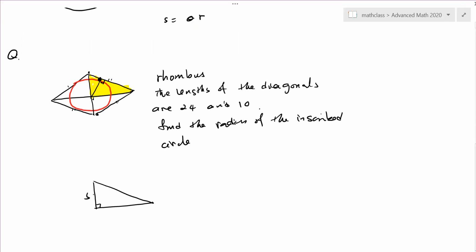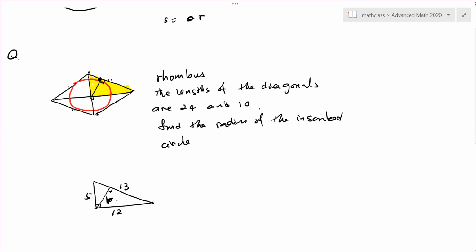This side is 5. This side is 12, right? Because the length of the diagonal is 24, so half of that. And then you can also use the Pythagorean theorem. I think you're going to get 13. Okay. Then you draw the line perpendicular to that point. So this is called h, or the radius, right?